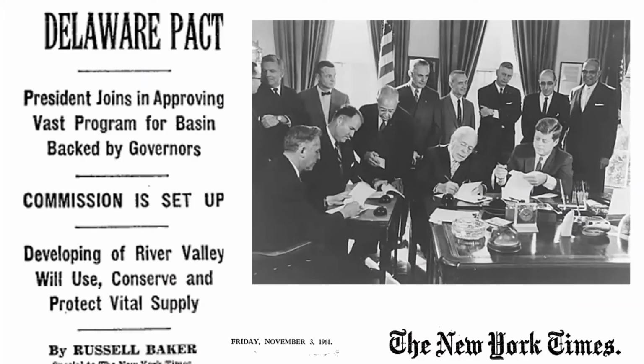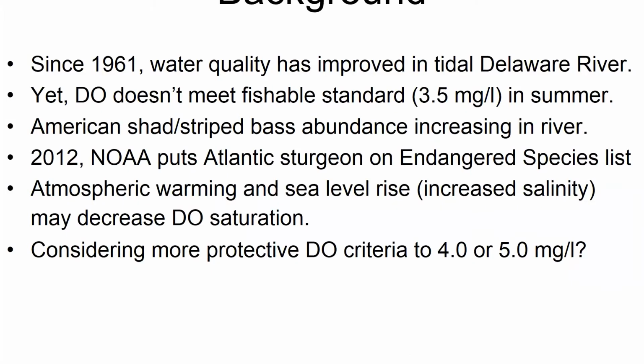And then these are the news clippings from the New York Times showing JFK with the governors signing this fantastic act that began the cleanup a full 60 years ago. And that moved through Congress in only 3 months. Think of that. So the water quality has improved over 60 years. It doesn't quite meet the official standard during the summer of 3.5 milligrams per liter. And as David showed in these excellent seasonal graphs, it doesn't even meet the 6.5 during what we thought were the cooler seasons during the spring and fall.